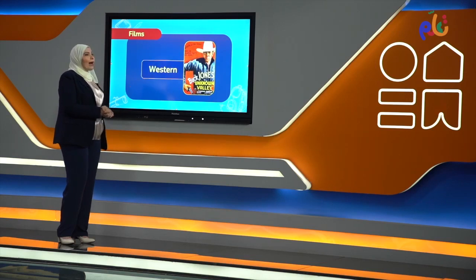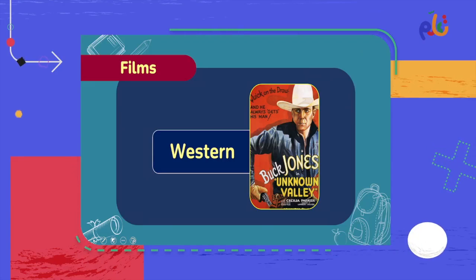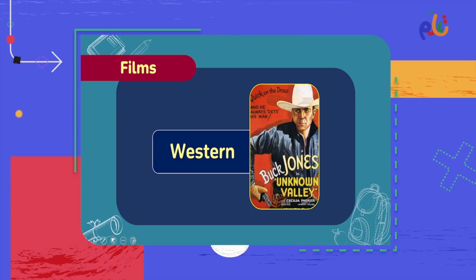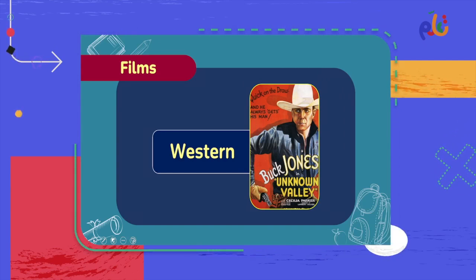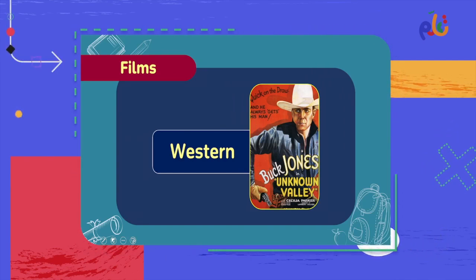And we also have Western. Western is the type of films that mainly focus on the cowboys and the American West. So fighting with guns. These are called Western. الأفلام بتاعت الكاوبويز والغرب الأمريكي. So they are all called Western movies.